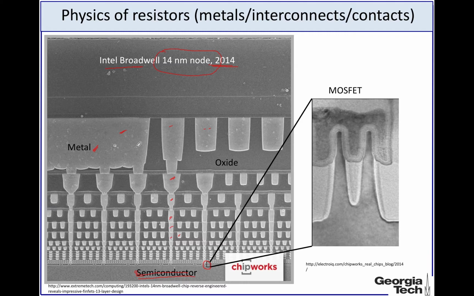Now in between these metal blocks, this region is called oxides. Oxides are insulators, so they don't conduct any current. In this cross section you basically see three different types of materials: one is the metal, another is the oxide, and the last one is the semiconductor. In this lecture we will focus on metals.